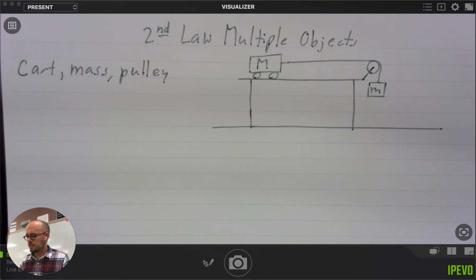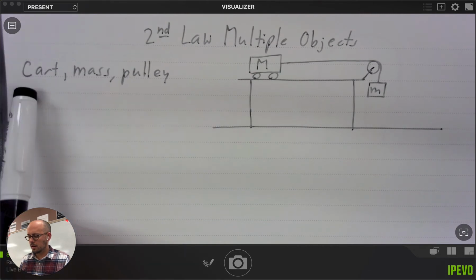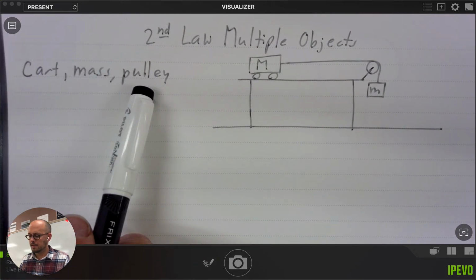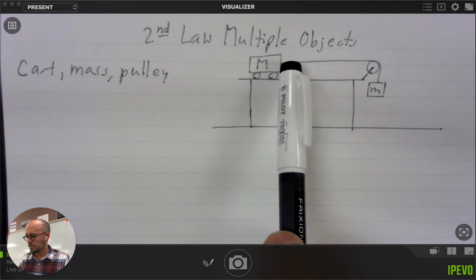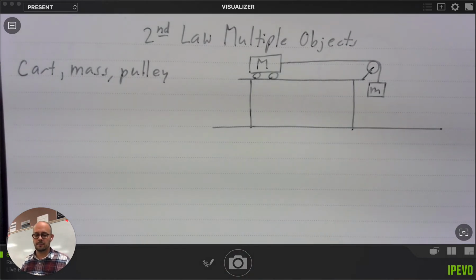And so this first example is a cart, a mass, and a pulley, and the rope connects the cart to the mass, and the rope is draped over the pulley. One of the first things I want to tell you about rope is that the rope determines the axis, and the axis actually changes direction whenever the rope changes direction.